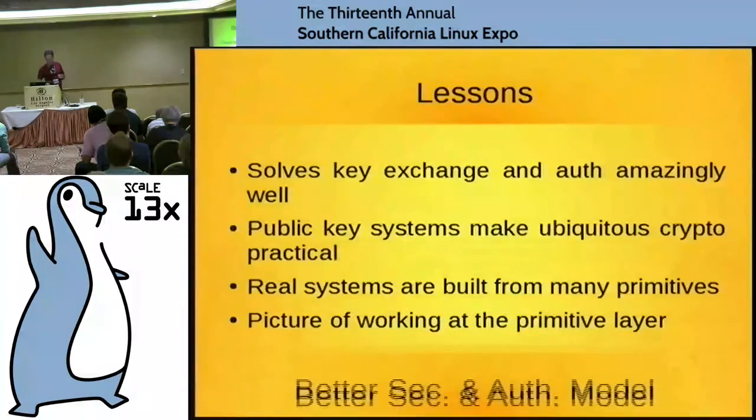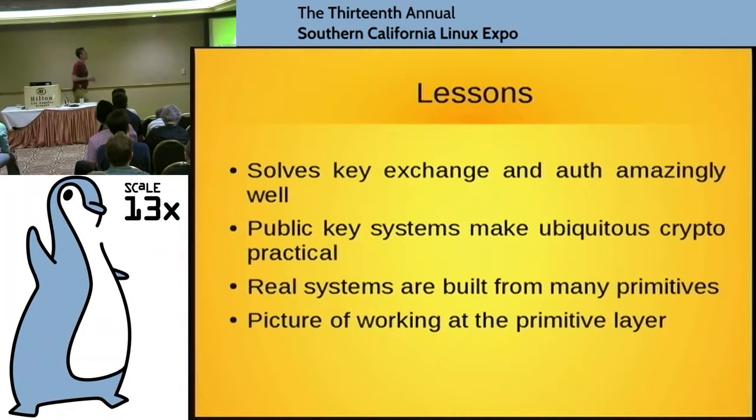Now, what are the lessons? First of all, public key cryptography solves key exchange and authentication amazingly well. Basically, we do things with cryptography that we didn't imagine doing without it. It's kind of odd that these things date to the mid-70s. I mean, it's very short, okay? And it just transforms what you can do. This is the only way to have ubiquitous cryptography, right? Because we're creating crypto world. And that's the only reason we can do it. The other thing is I thought it would be nice to give you a picture of what real systems do, which is to build from many primitives working carefully together and to see what that primitive layer looks like.